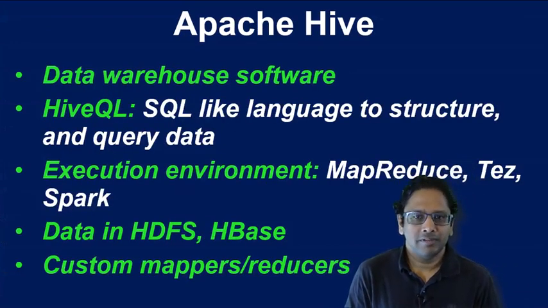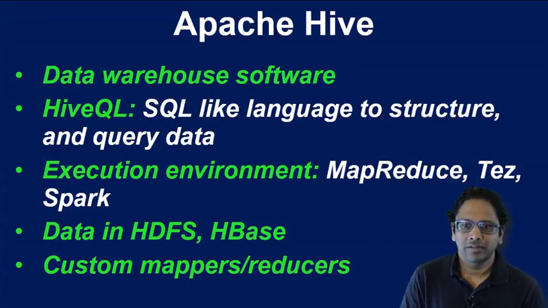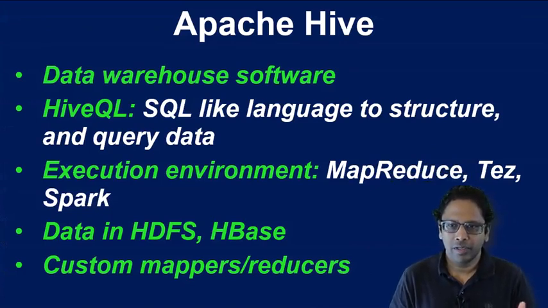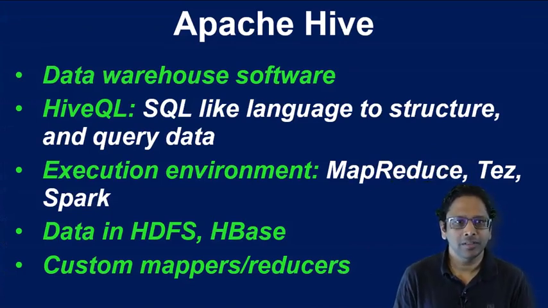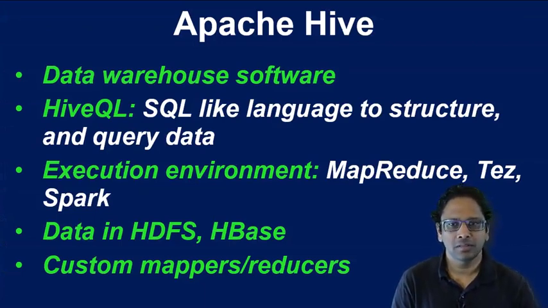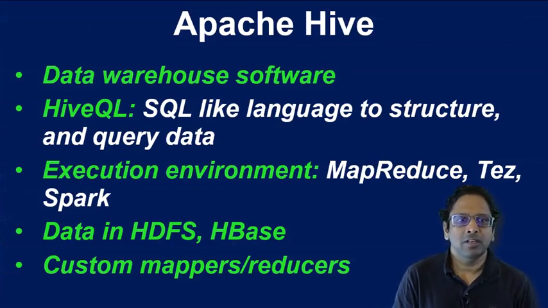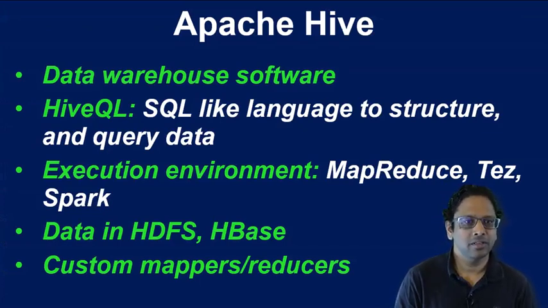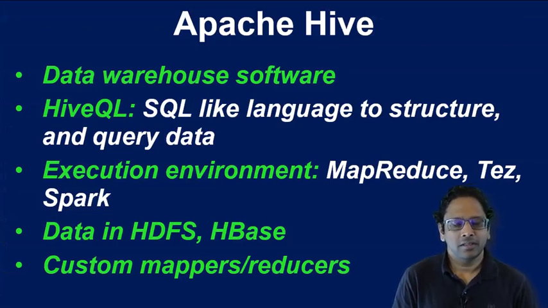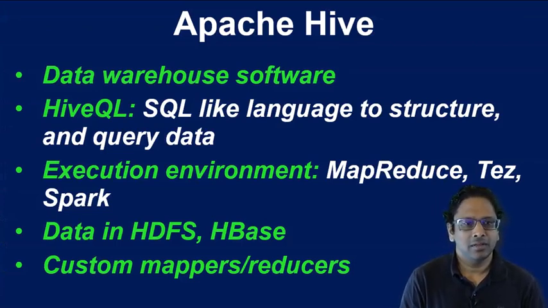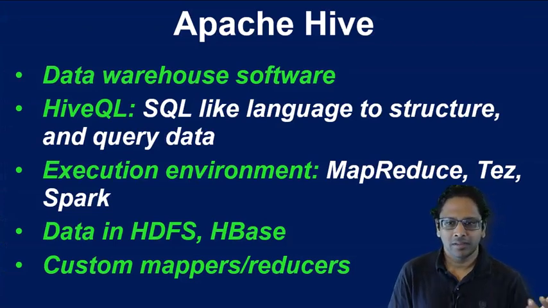So what's Apache Hive? It's essentially a data warehousing software. So it lets you structure and query data using an SQL-like language. You could have the data in HDFS or HBase, but basically this sits on top of it and lets you do the querying. The execution environment can be MapReduce in Yarn or Tez or Spark, lots of options on the back end essentially. And just like we saw in Pig, you can essentially write custom map and reduce functions if you need to.